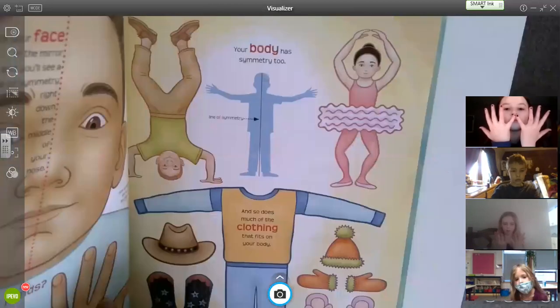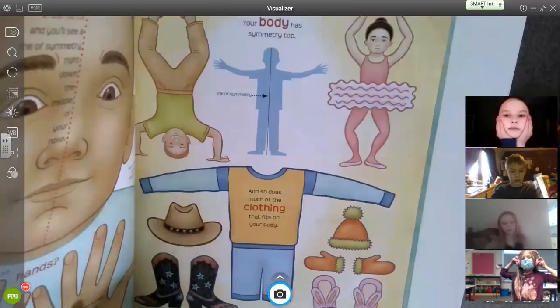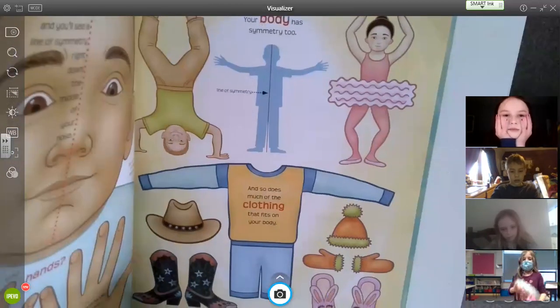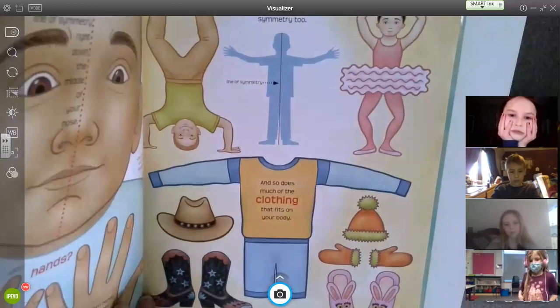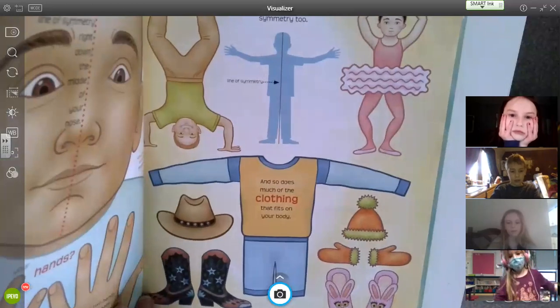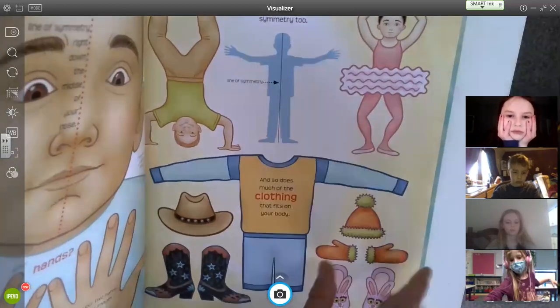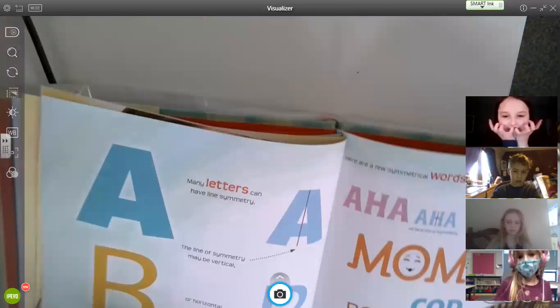Your body has symmetry too. We talked about that. And so does much of the clothing that fits on your body. Look at the shoes. Our shoes are symmetrical, right? Hats, gloves. Now here's something we're going to look at today.